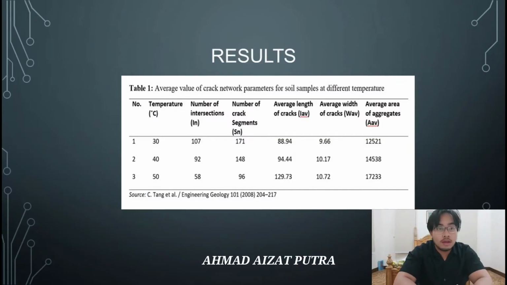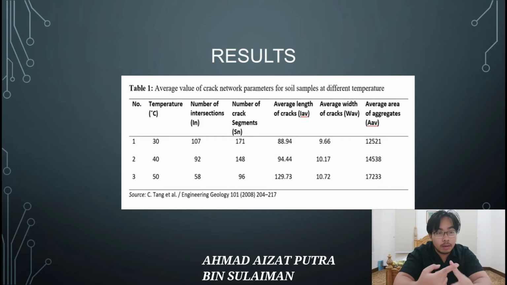Alright, thank you. Hi again, I'm going to present the results. Table 1: average value of crack networks parameters for soil samples at different temperatures, which are 30 Celsius, 40 Celsius, and 50 Celsius. The sample that obtained the highest result for each parameter, which is number of intersections, number of crack segments, average length of cracks, average width of cracks, and average area of aggregate, is sample number 1, with the temperature of 30 Celsius, followed by 40 Celsius and 50 Celsius.